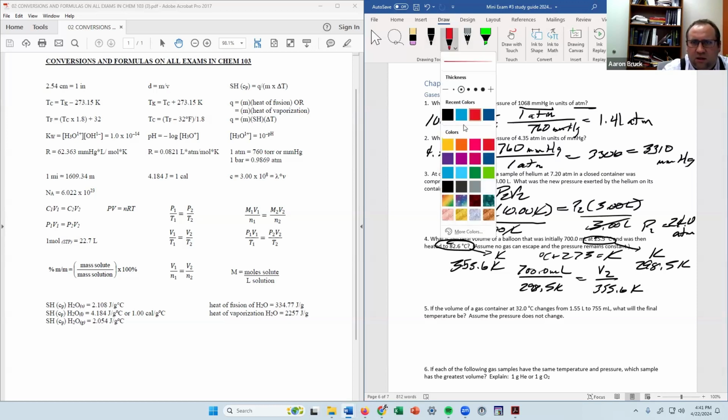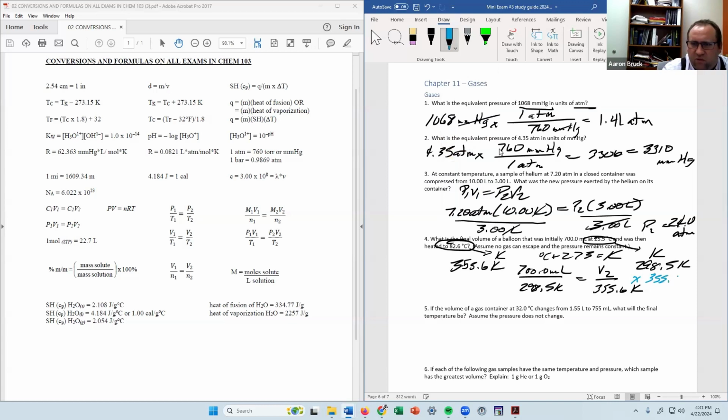To isolate, we need to multiply each side by 355.6 Kelvin. Now I'll get rid of the one side. Now I'll get rid of Kelvin on the other. So our new volume would be 700 times 355.6 divided by 298.5. And to four significant figures, that comes out to 833.9. And that would be milliliters.